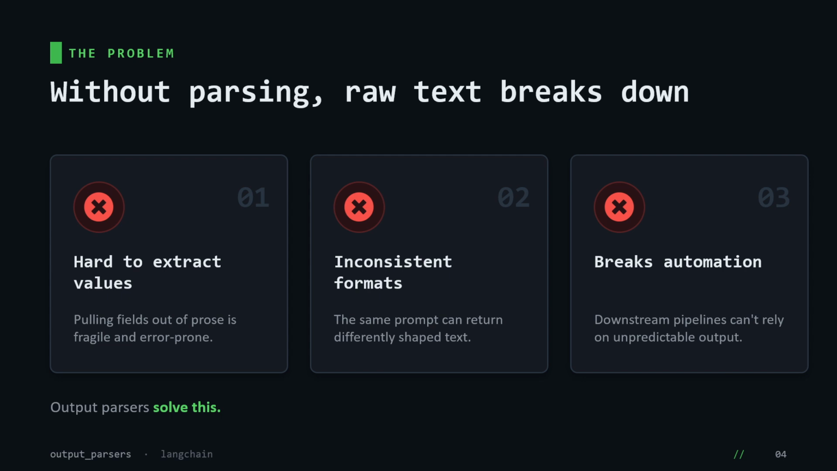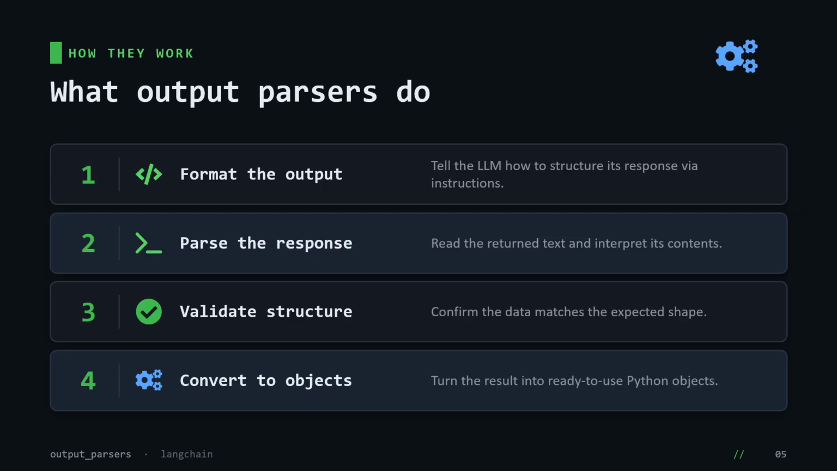Also, the third issue: if we use raw LLM output as it is, it will break automation. The downstream pipelines cannot rely on the unpredictable output that upstream is generating. Here, upstream is the LLM. So all these issues, the output parser is going to solve for us.